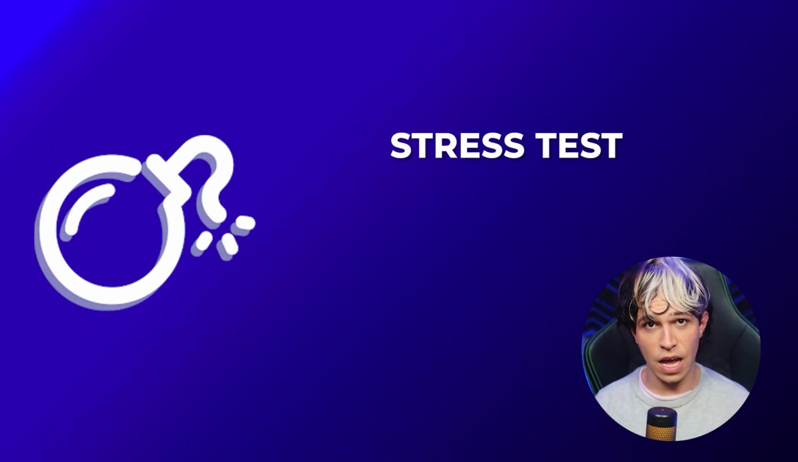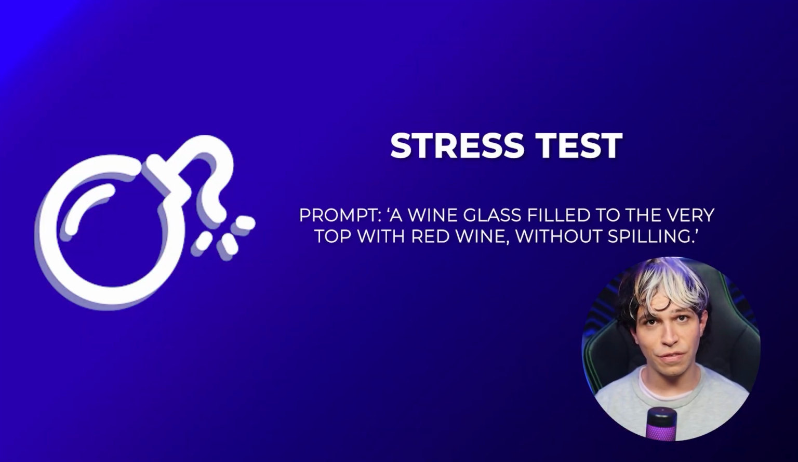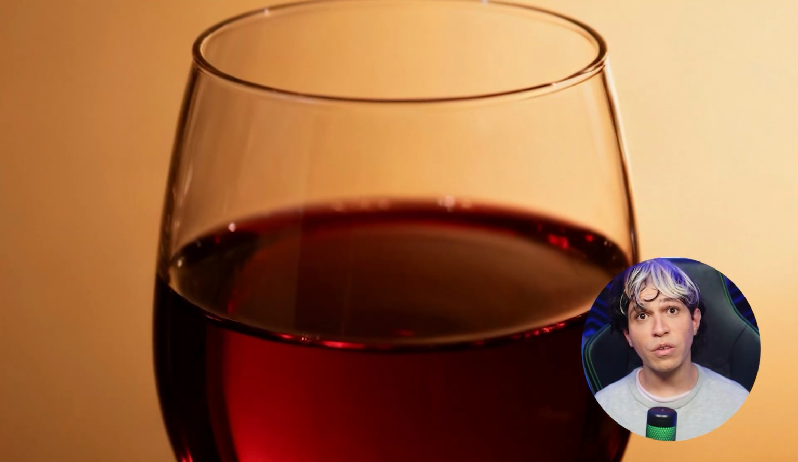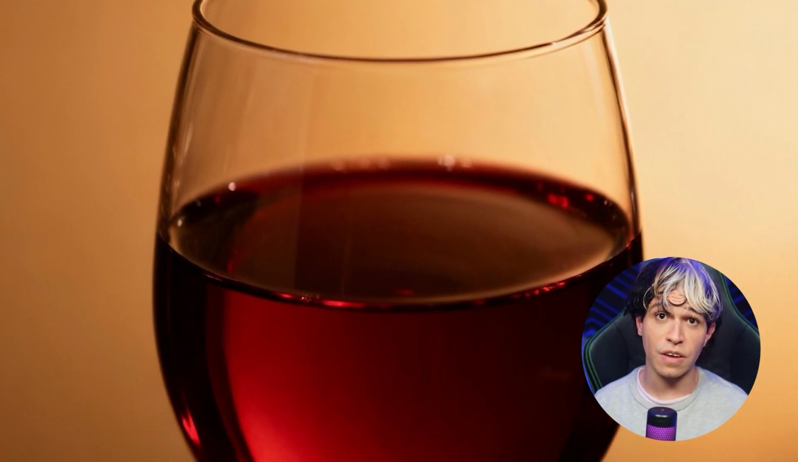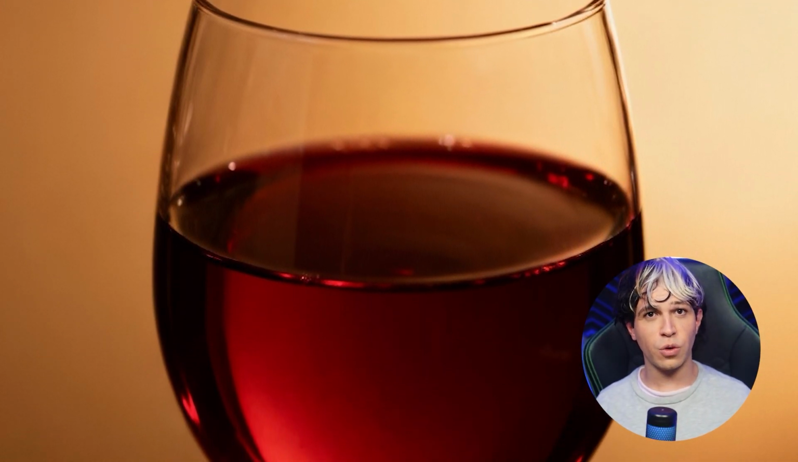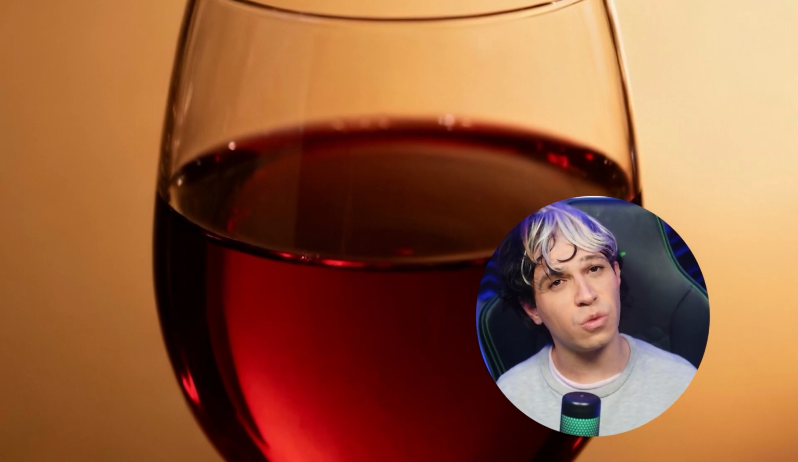Example 6. Stress test. Prompt: a wine glass filled to the very top with red wine without spilling. Now this was a tough one, and while it wasn't flawless, Seedream actually got closer than most other tools I've tried. The surface tension of the liquid looked believable, which is rare.